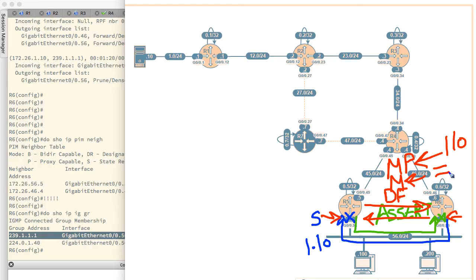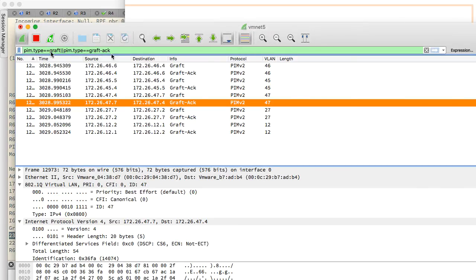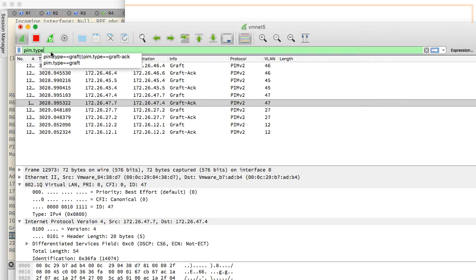So let's take a look at this on the packet capture if we can actually find it. So on the packet capture, I'm actually going to say pim.type assert.